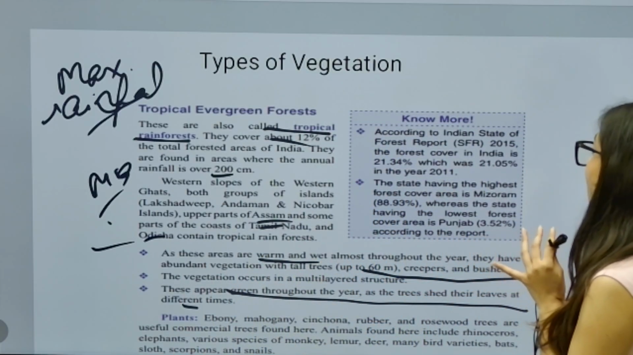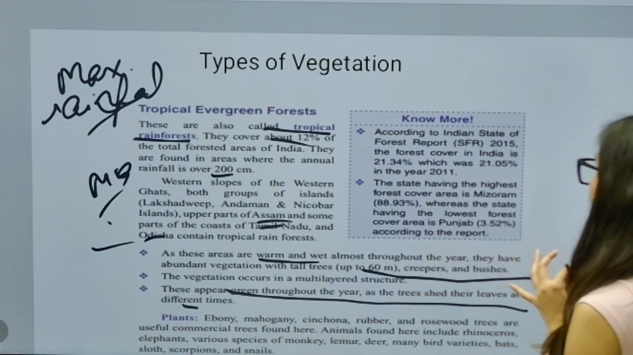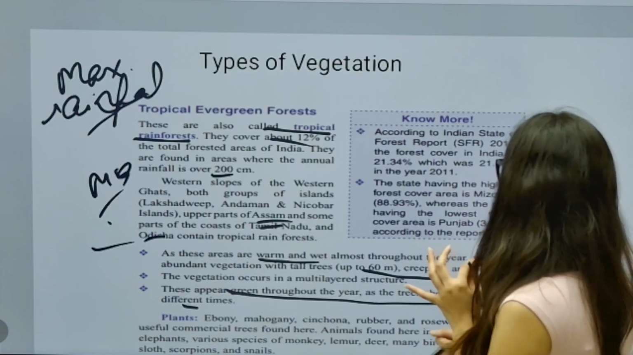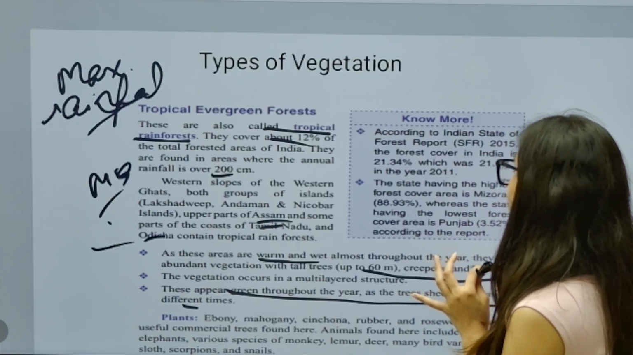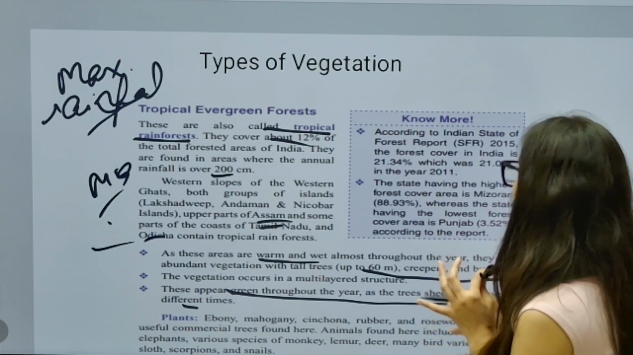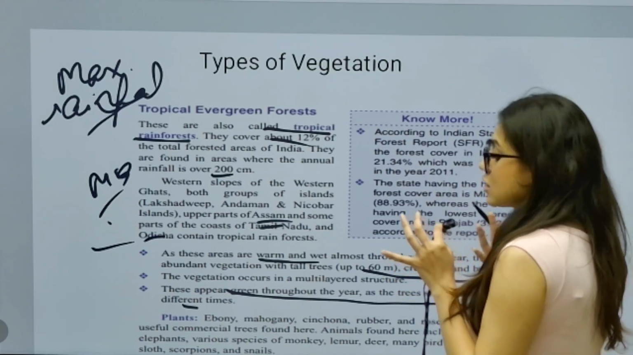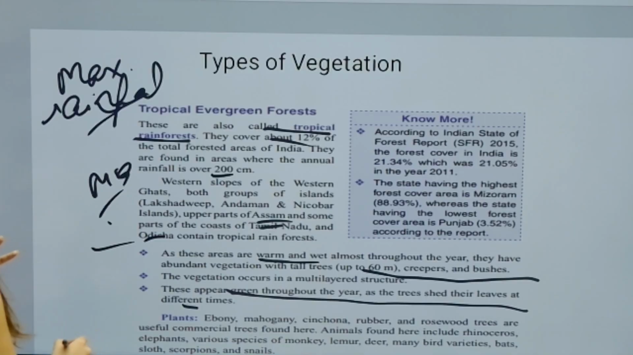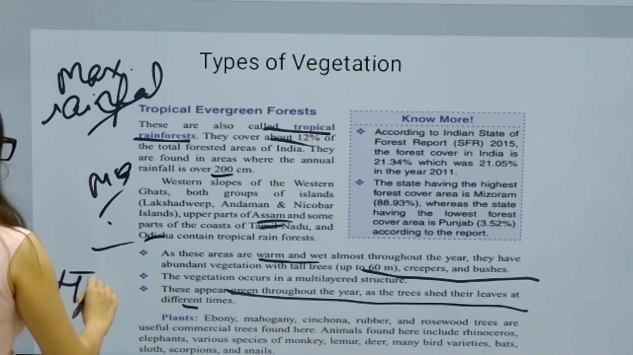Then plants. What are the plants? Ebony, mahogany, rubber, rosewood. Then animals: rhinos, elephants, monkeys, lemur, deer, bats, scorpions, snails, and sloth bear. These are the plants, flora and fauna. This you have to remember.